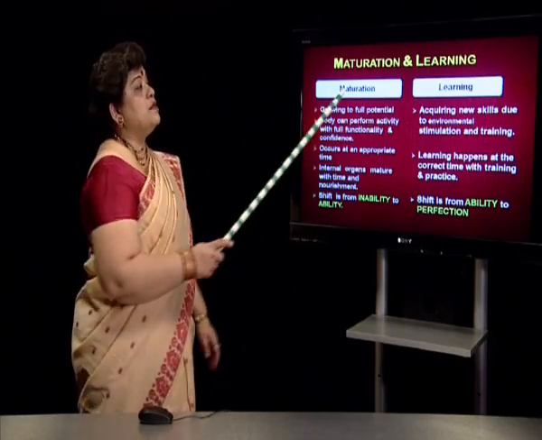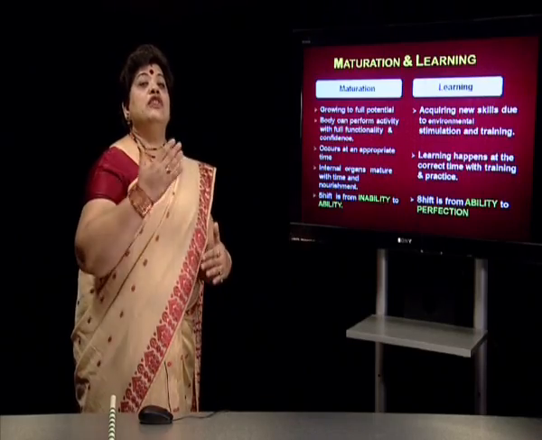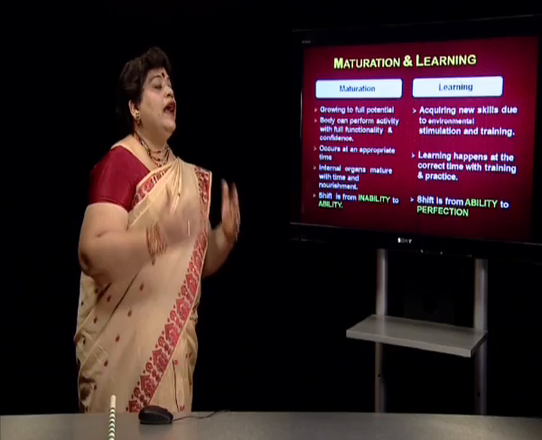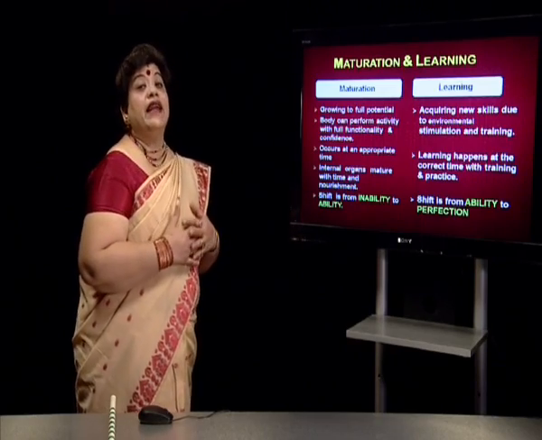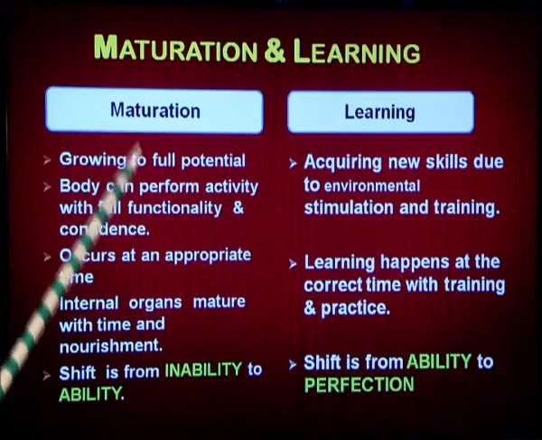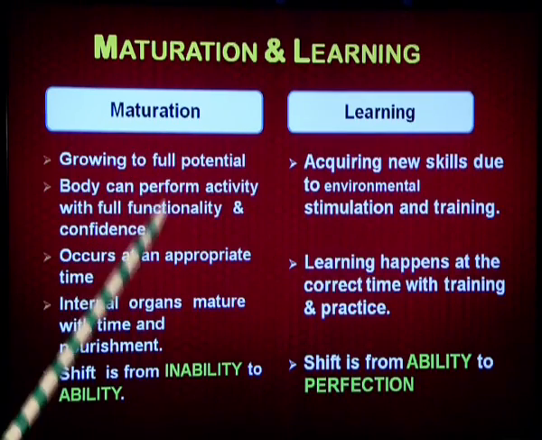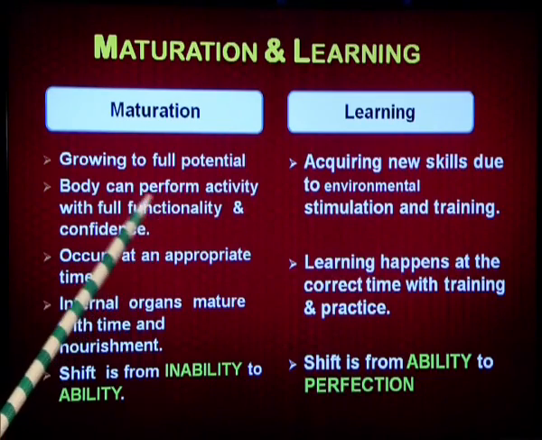most important in that is maturation and learning. Both are very important and they both coexist. That means they go together. A child has to be mature in order to learn, and similarly, if learning is happening, then maturity has to be there for adequate learning process. So they are interdependent and they cannot exist in isolation. When we say maturation, it is growing to full potential. That means the child must grow up to his maximum ability, must mature to his maximum ability.